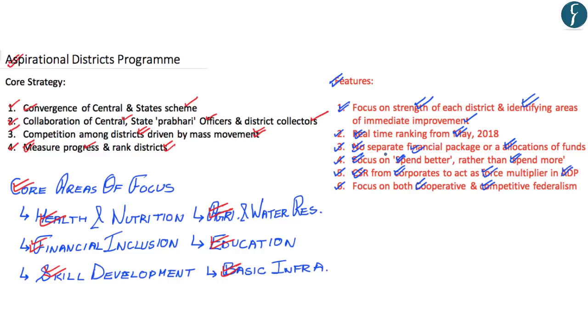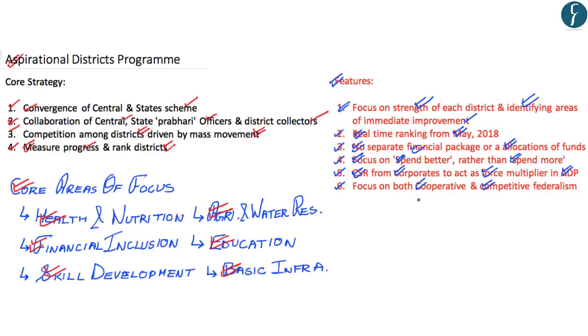Apart from this, there would be no separate financial package or allocation of funds from the central government for this program, because the focus would be to spend better in the form of already available central and state government schemes rather than spending more through financial packages or allocation of funds. Additionally, the Corporate Social Responsibility Fund from corporates would act as a force multiplier in the Aspirational Districts program.